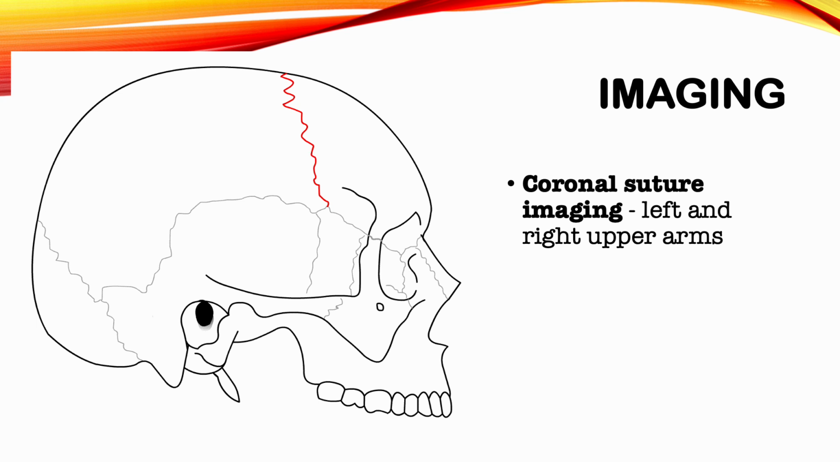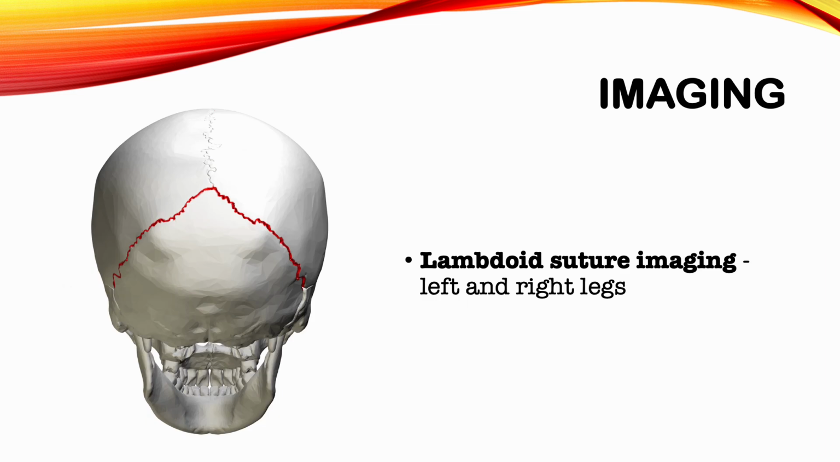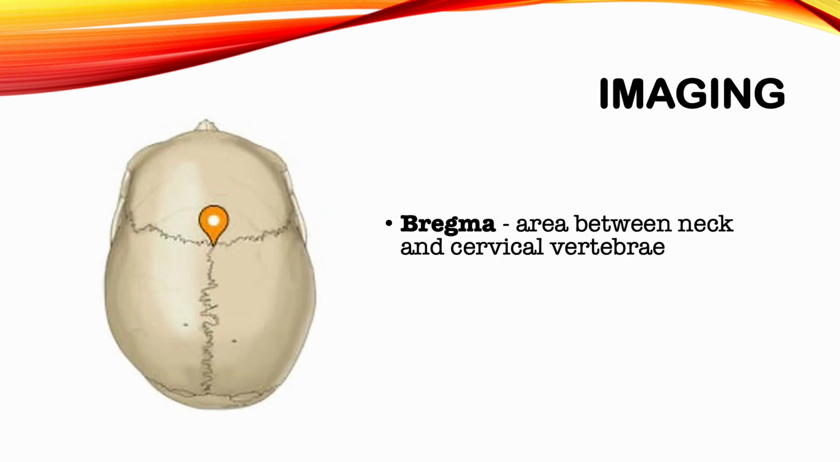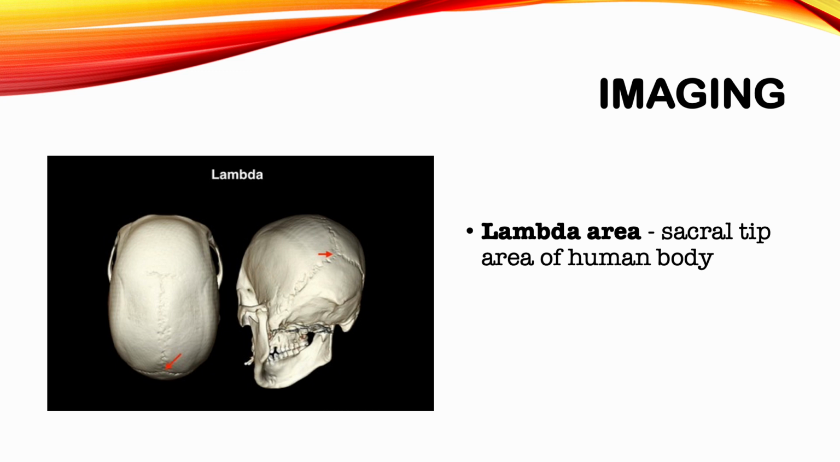Coronal suture imaging corresponds to the left and right upper arms. Sagittal suture imaging corresponds to the trunk area. Lambdoid suture imaging corresponds to the left and right legs. Bregma corresponds to the area between the neck and cervical vertebrae. The anterior part of the bregma corresponds to the neck and head area of the human body. The lambda area corresponds to the sacral tip area of the human body.